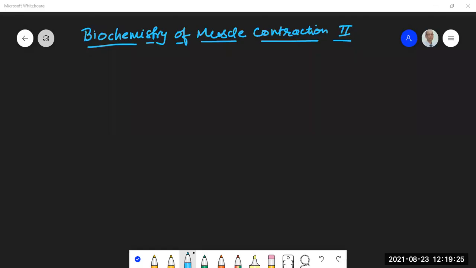So this is part 2, muscle contraction, biochemistry of muscle contraction. We have seen the structural aspects of the muscle proteins, myosin and actin, in the last lecture. Now, how does muscle contraction actually take place? Let us understand this. I'll be drawing a series of diagrams here.